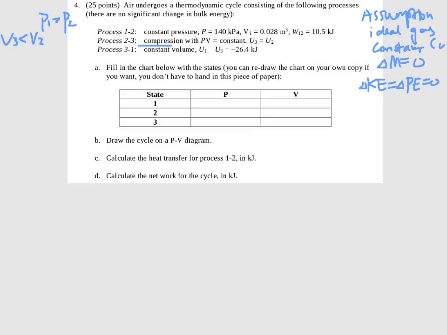They also said that PV is constant. So if you remember from the ideal gas law equation, PV is equal to mRT. They said PV is constant, mass is constant, R is just a constant, so that's constant. In order to make sure this equation holds true, we need to make sure that T is also constant. So that tells us that T2 is equal to T3, right? And for process 3 to 1, it's constant volume, so V1 is equal to V3. So we're done with interpreting the problem now.